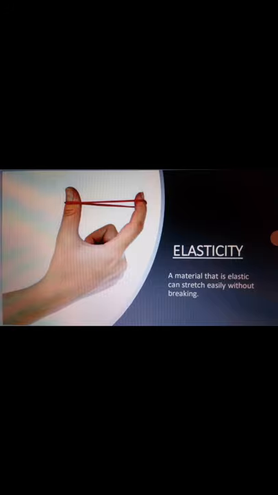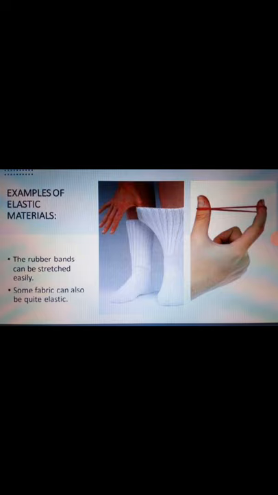Elasticity. A material that is elastic can stretch easily without breaking. As you can see in this picture, this person is trying to stretch a rubber band and he can stretch the rubber band very easily without breaking it. The examples of elastic materials are, for example, in this picture you can see the rubber bands can be stretched easily. So rubber bands are example of elastic materials. Some fabric can also be quite elastic, for example, socks.